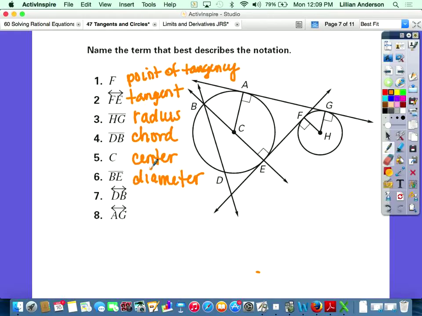Lastly, last two. Line DB, that's the secant, because it's the line that goes through the circle. And line AG, what's line AG? It's another tangent, another common tangent. How many common tangents does this have? 4. Two are drawn, but there are 4 total.